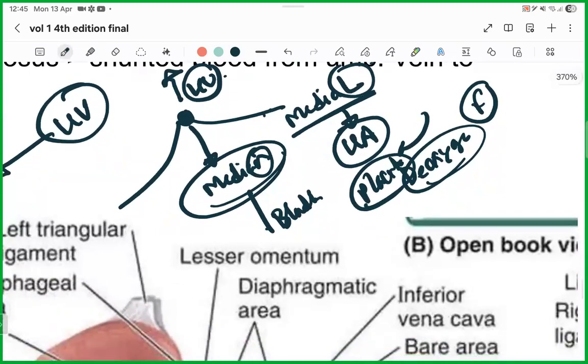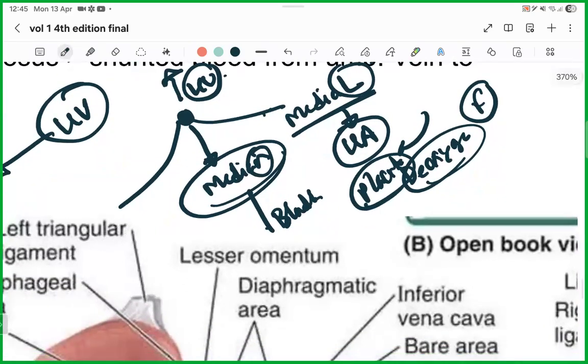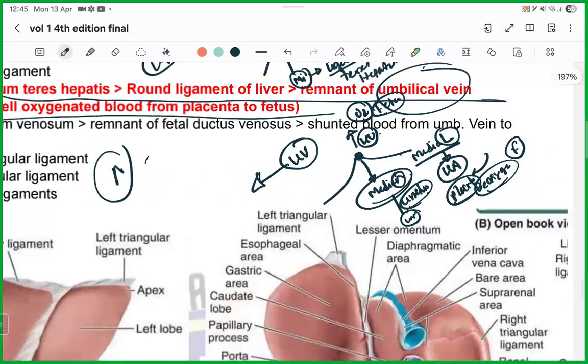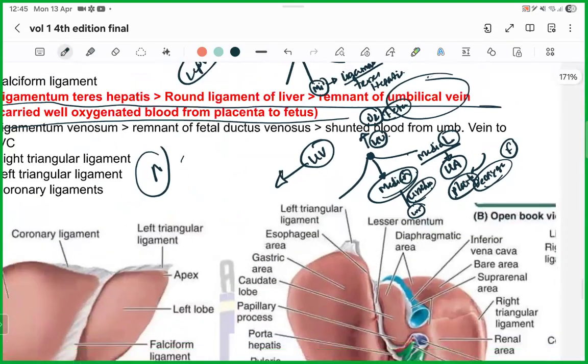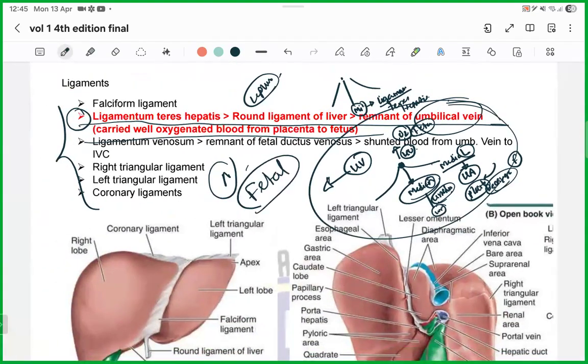Okay, and the median umbilical ligament is a remnant of the urachus, which used to drain urine in fetal life. So you remember all of these things and watch our fetal circulation video. Beautifully explained everything in a short time, and you will be very clear about all these things.